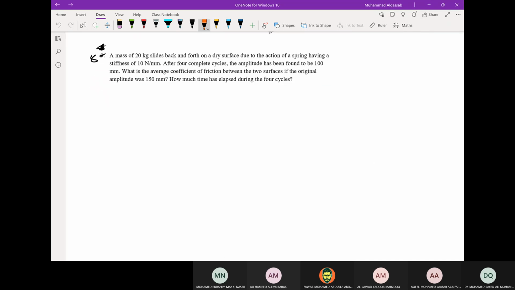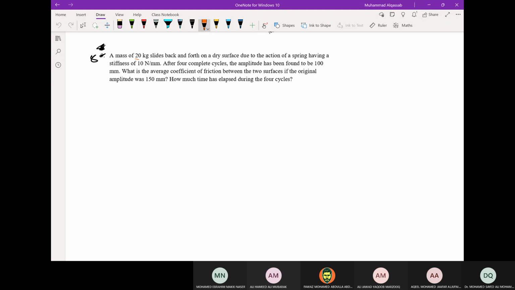A mass of 20 kilogram slides back and forth on a dry surface due to action of a spring having a stiffness of 10 Newton per millimeter. After 4 complete cycles, the amplitude has been found to be 100 millimeter. What is the average coefficient of friction between the two surfaces if the original amplitude was 150 millimeter? How much time has elapsed during the 4 cycles?